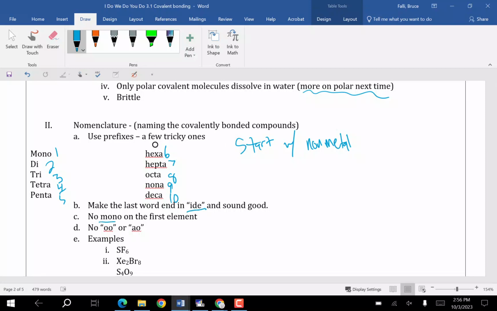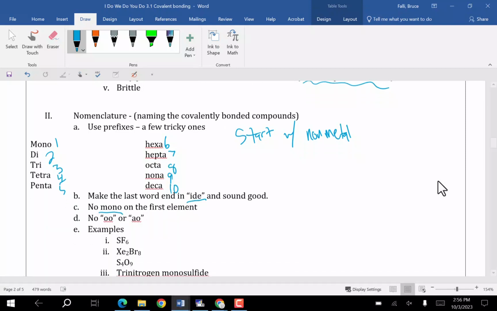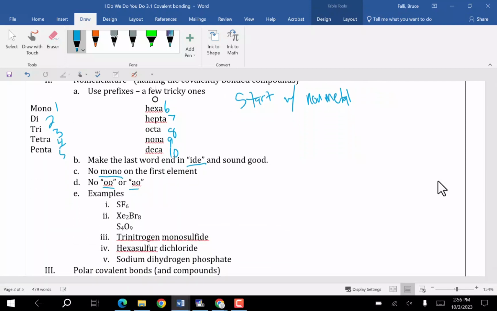There's also no mono on the first element, and we never have the elements OO or AO. So, for example, CO is an element, well, we know CO2 is carbon dioxide. CO is carbon monoxide, not carbon monoxide. So that's kind of silly.